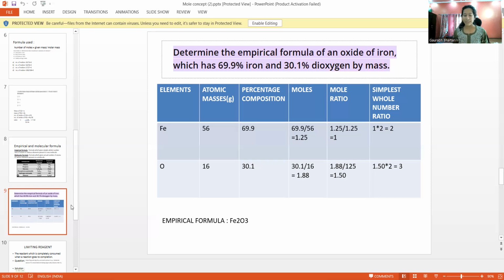Now, as I have already said, whether it's the empirical formula or the molecular formula, you can calculate them only when you know the whole number ratio, right?